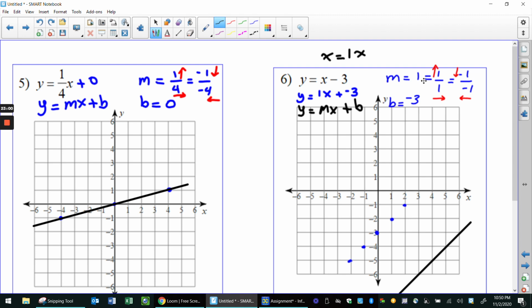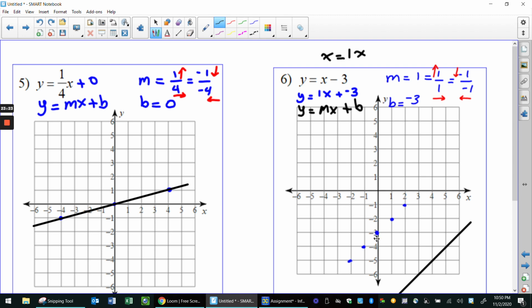So m is equal to 1. That means 1 over 1, because we want to change that to rise over run, which is a fraction, and that is also the same thing as -1 over -1, which is rise over run again. So we can see our movement arrows that I drew here, and the y-intercept is at -3, which is where we begin. So we're going to begin at -3.